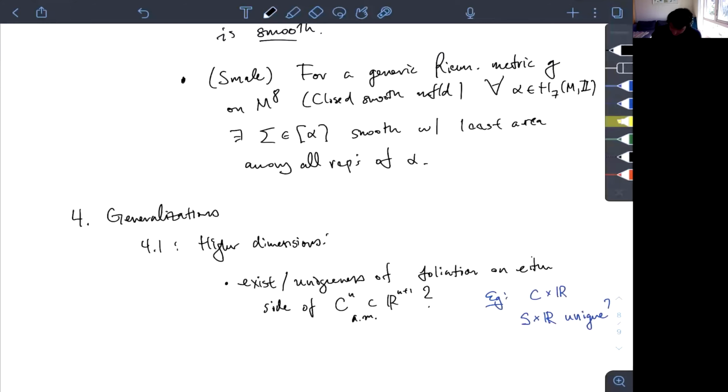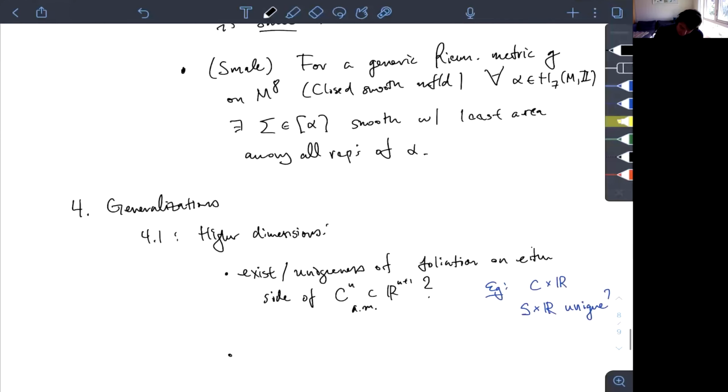So for example, if you take a cone cross R, let's say a regular cone, then you can take a leaf of the foliation, cross it with R, and you can ask if that is the unique surface up to scaling on one side of the cone cross R. And in some settings, certain results have been obtained in this special case. But even in this case, in general, it is not known what the area minimizing surface is on one side of a regular cone cross R.